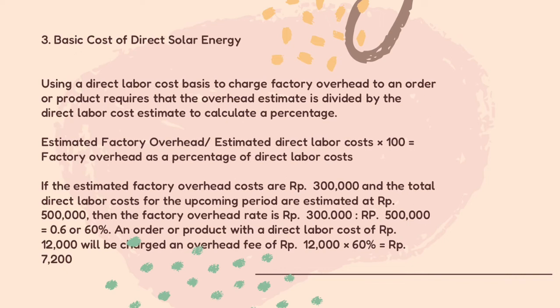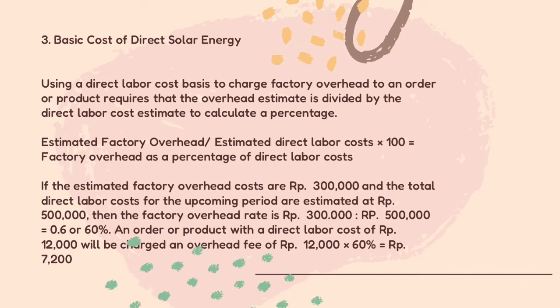And then number 3, basis of direct labor cost. Using a direct labor cost basis to charge factory overhead to an order or product requires that the overhead estimate is divided by the direct labor cost estimate to calculate a percentage. Estimated factory overhead over estimated direct labor cost times 100 equals factory overhead as a percentage of direct labor cost.